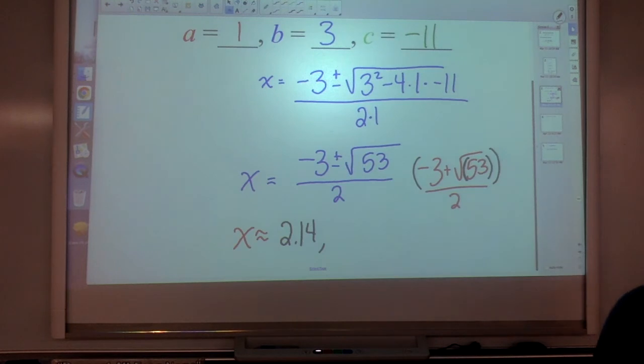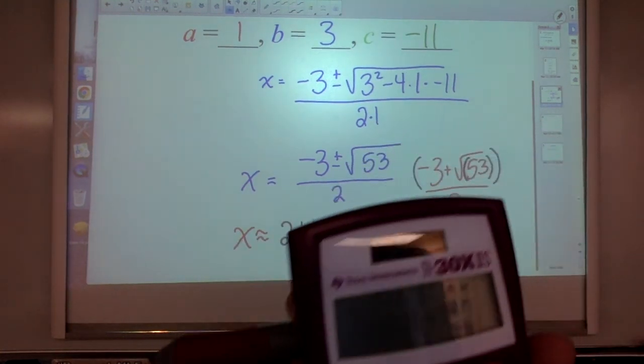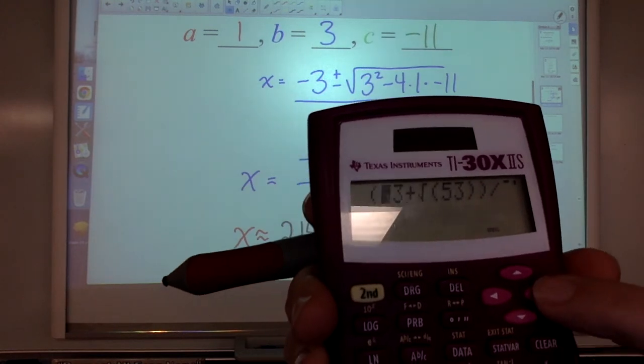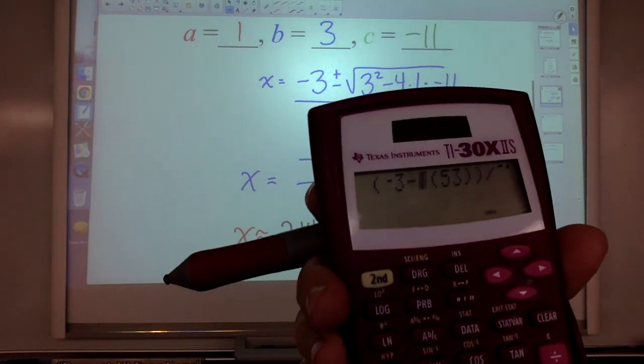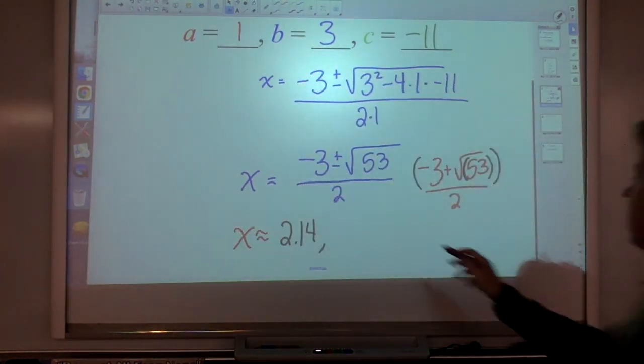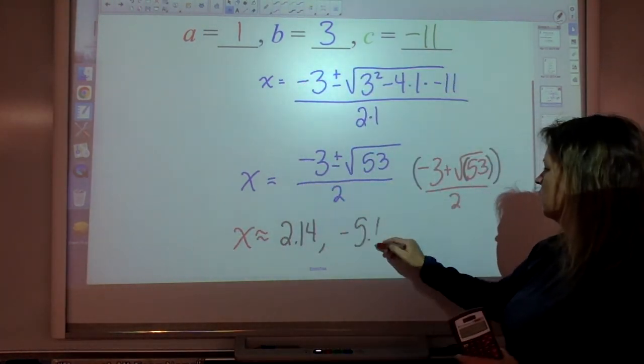And it also equals, and if you have a fancy calculator like mine, you can just hit the up arrow. You don't have to retype it all. Go over here and change your plus to a subtract. Negative 5.14. And those are your two answers.